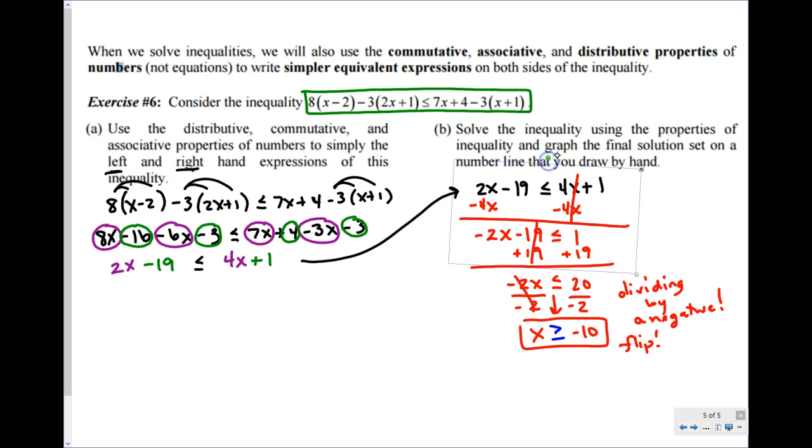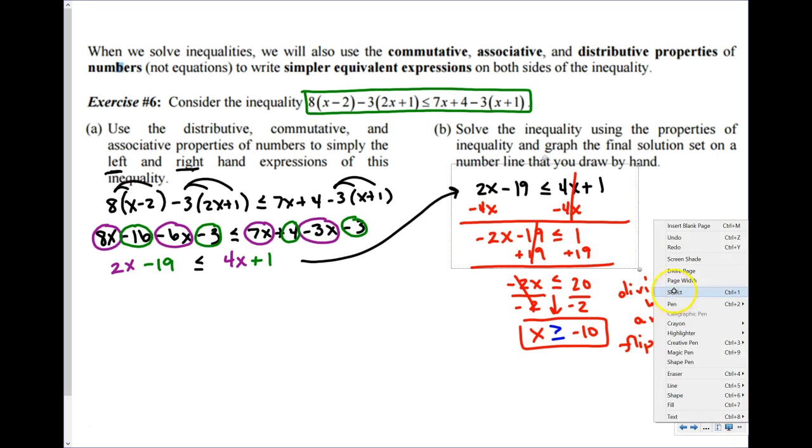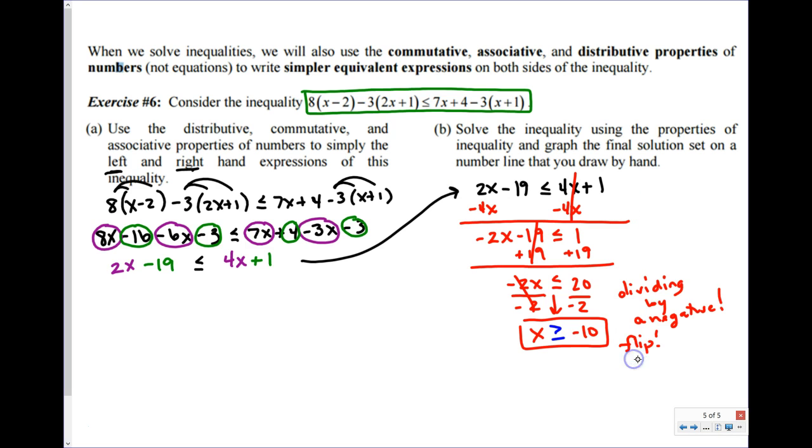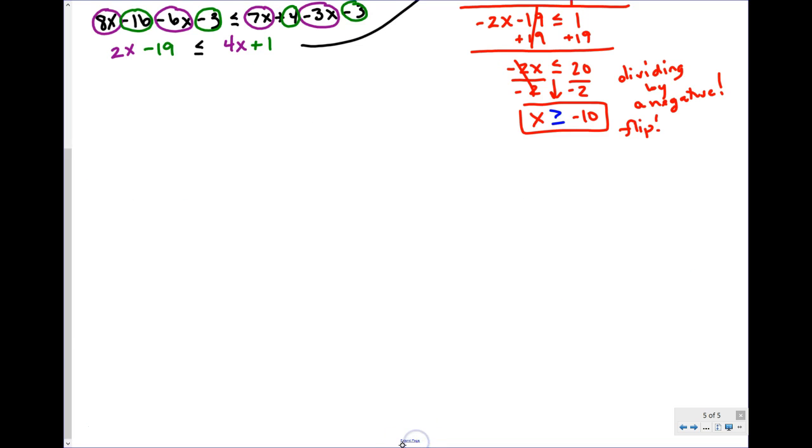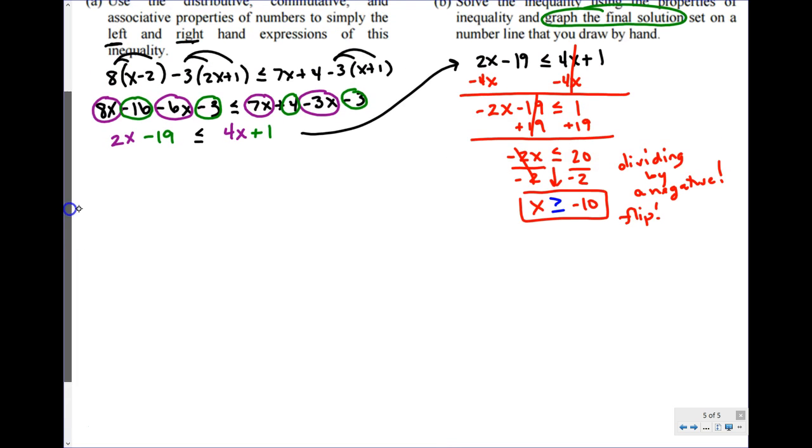Okay, the last thing it says to do is graph. I'm going to circle that for you so you can see. Graph the final solution. It's really important with directions. On a number line, you draw by hand. I'm terrible at drawing number lines, so I'm going to actually use quite a bit of space here to make my number line look nice.